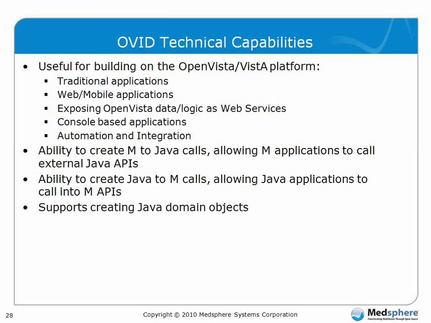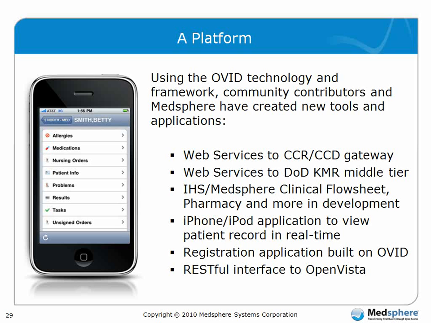And it supports creating Java domain objects, which, if you come to the technical presentation tomorrow, we'll go into more detail on. But if you think of domain objects as what you would consider a normal object, you'd have a patient object or a medication object, and there are certain attributes around that object that you can operate against. There's a reference domain that you can then operate and build software against, and I'll show you here what some people have done with that.